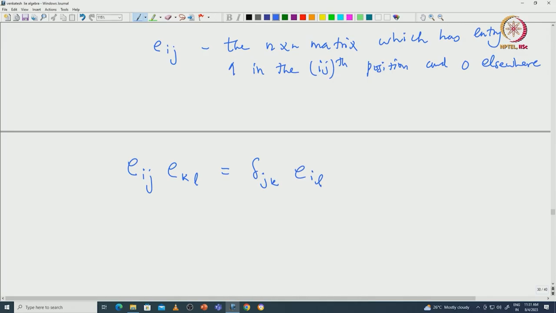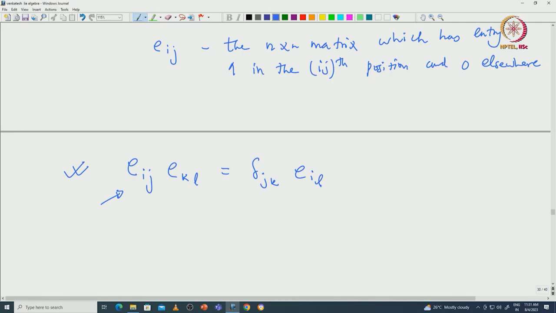Either you can, the one best way to prove this is to think of this E_ij as an operator acting on C^n, and then matrix multiplication corresponds to the composition of linear maps. Using that, you can easily prove this. So, this I will leave as an exercise. This is a very elementary linear algebra exercise.